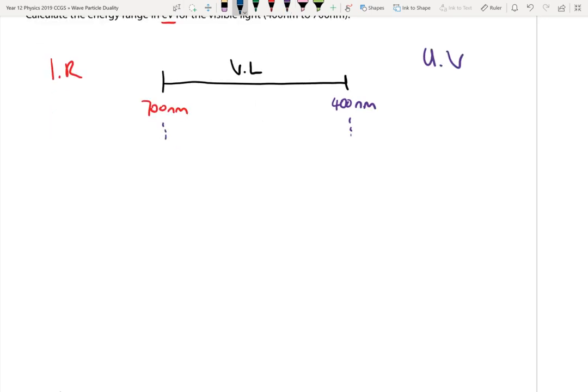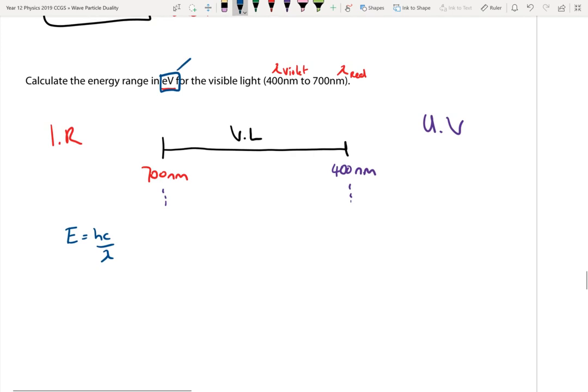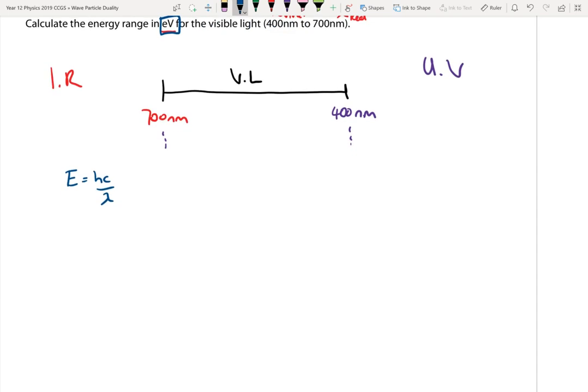So let's just for now use our E equals hc on lambda. Now, since it's asking for energy in eV, that basically means you use Planck's constant in eV. You could use the joules, but then you would have to convert your energy at the end. So you could find the energy in joules and then convert, or you could convert Planck's constant at the start, and then the energy comes out in eV. All right? Practice will make perfect. There's plenty of questions that we can use.